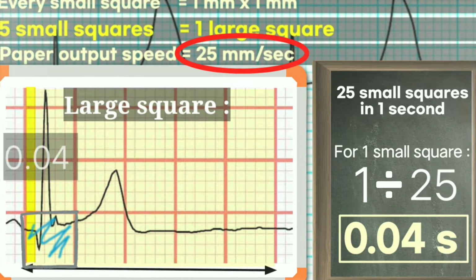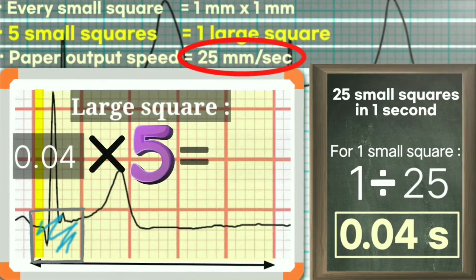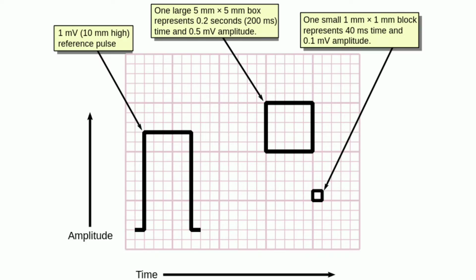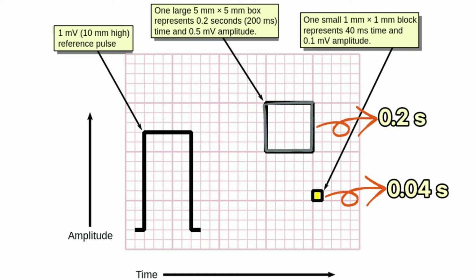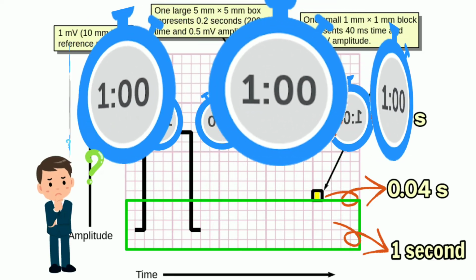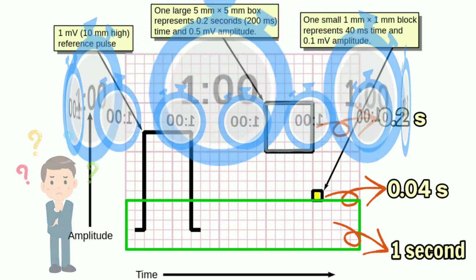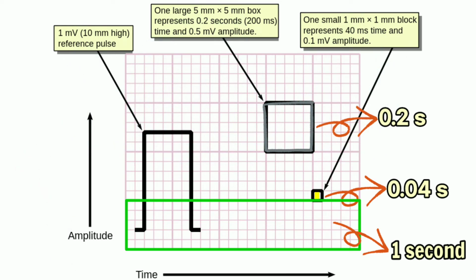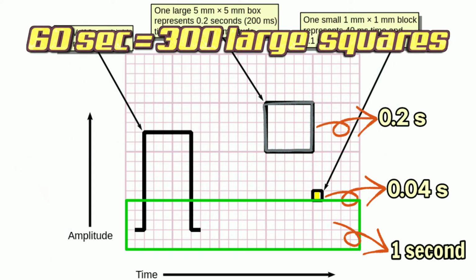If you recall, we learned about calculations regarding squares in part 1. We discussed that every small square is 0.04 seconds, so one large square, which has 5 such small squares, would be 0.04 into 5, which is 0.2 seconds. 5 large squares would hence be 1 second. So in 60 seconds, or say 1 minute, how many large squares? That's right, 60 multiplied by 5, 300 large squares.